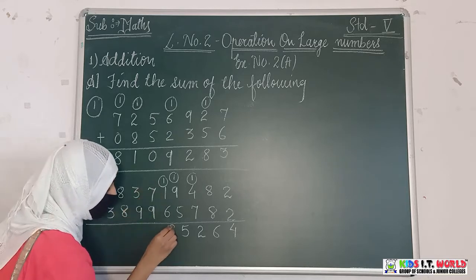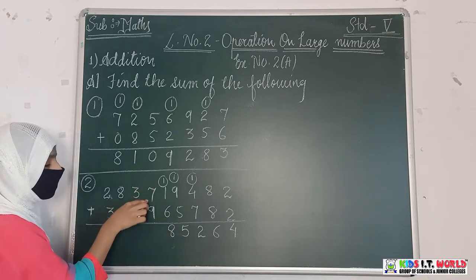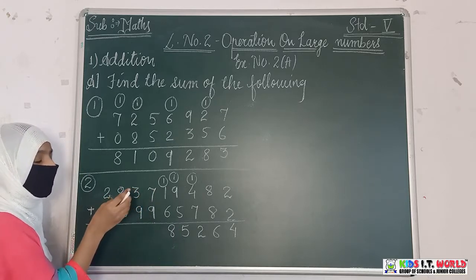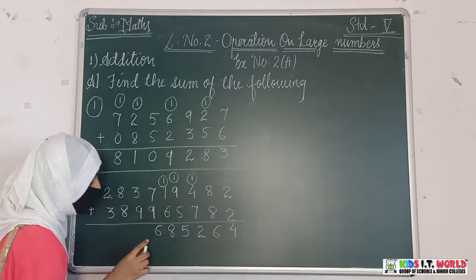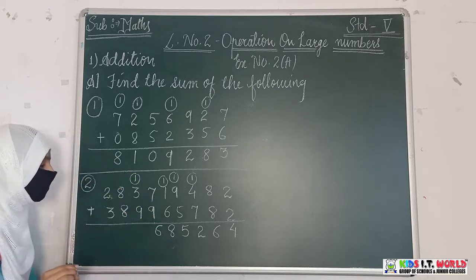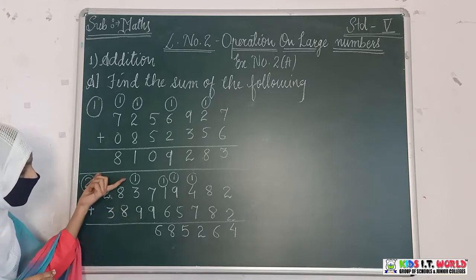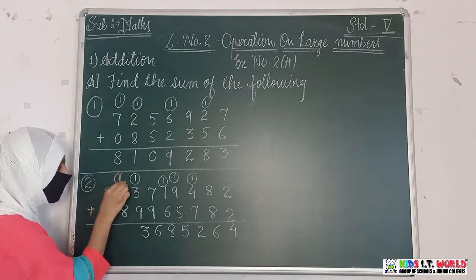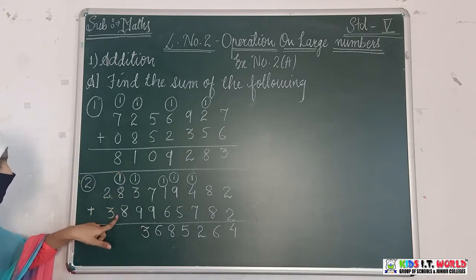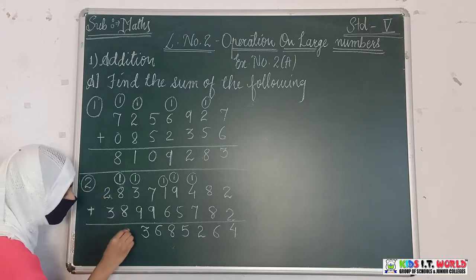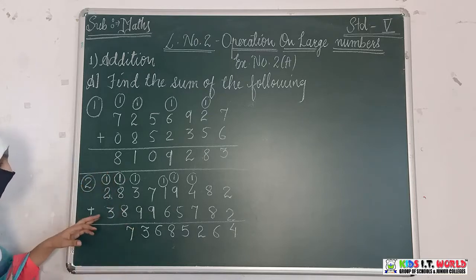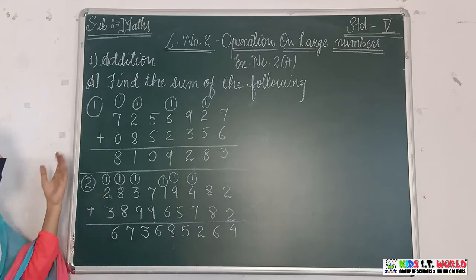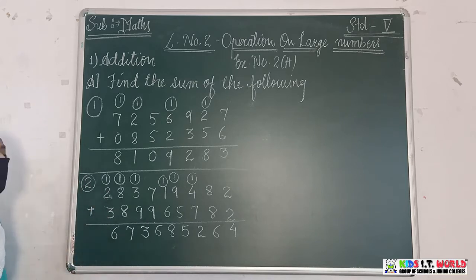Now 6 plus 1 is 7. 7 plus 1 is 8. Now 9 plus 7. How much will 9 plus 7 be? Count it from 9. It is 16. So 6 will be here, 1 will be carried. Now 9 plus 1 is 10. 10 plus 3 is 13. So we will write 3 here, 1 will be carried. Now 8 plus 8 is 16. 16 plus 1 is 17. Now 3 plus 2 is 5. 5 plus 1 is 6. So this is all about the addition of large numbers.